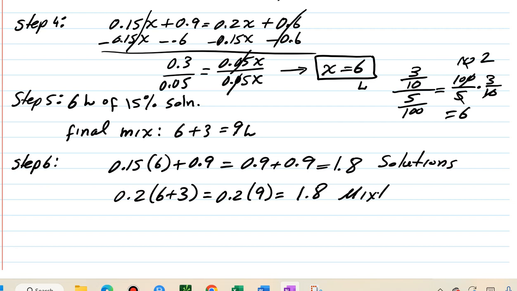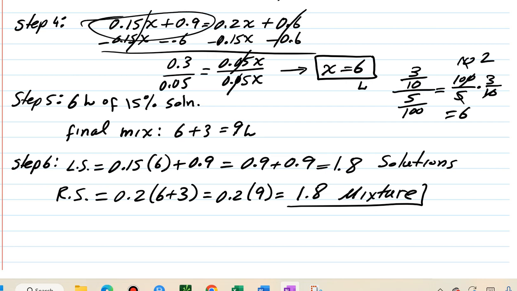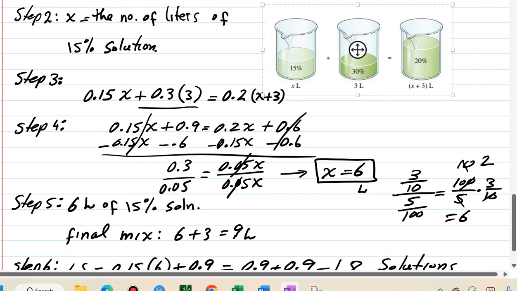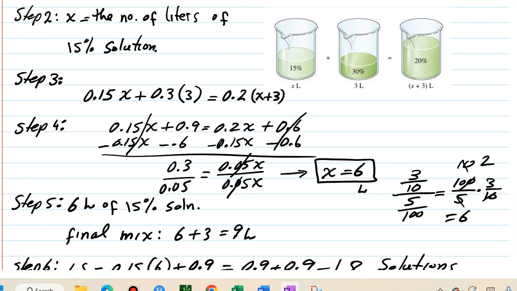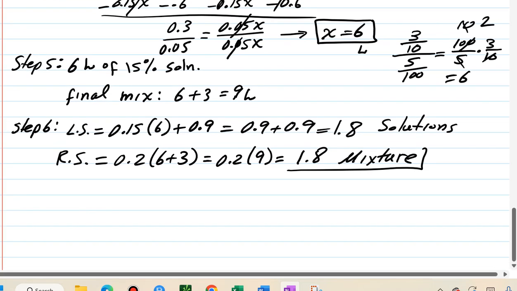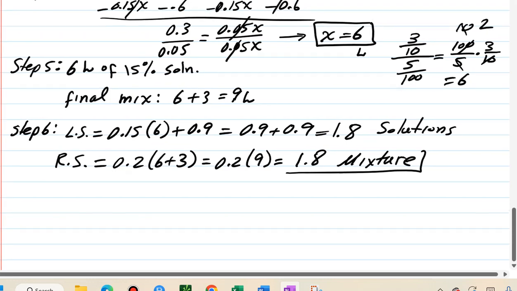This would be our mixture, right? So in other words, this is the right side, and here we're looking at the left side of our equation. And how does the left side come about? It goes back to step 3. Okay, so there you go. That's an example of solving a mixture problem.